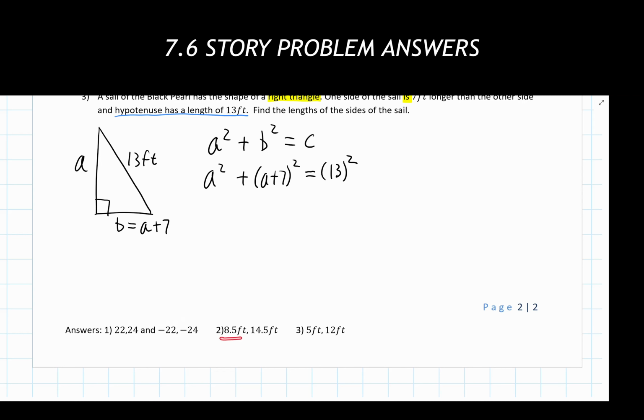For the other ones, yeah, the numbers get a little bit gross. We have some decimals showing up. Again, along the way, you're welcome to use your calculator to help you out with those number calculations if necessary. But we should be getting 8.5 feet and 14.5 feet. And then for problem 3, we should be getting 5 feet and 12 feet. Those are our answers. And the last part, we're wrapping up here with our 7.6 material.